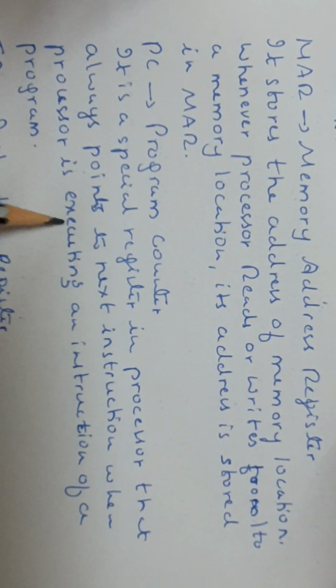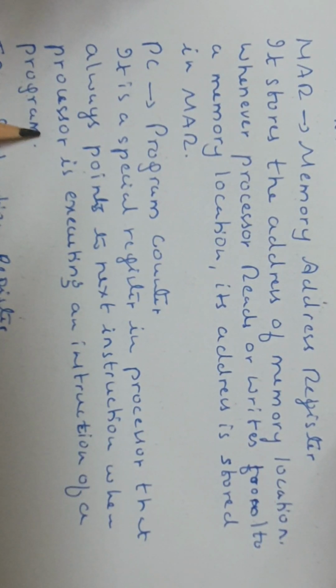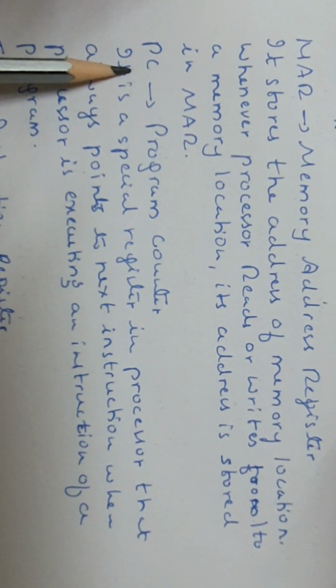Because the processor will be executing our given instructions one by one. Whenever the processor is executing one instruction, the address of the next instruction will be stored in the program counter. Because a program has many instructions, when we give a program for execution to the processor, it starts executing instruction by instruction in sequential manner. So when it is executing one instruction, this program counter, this special register in the processor, stores the address of the next instruction in the program.